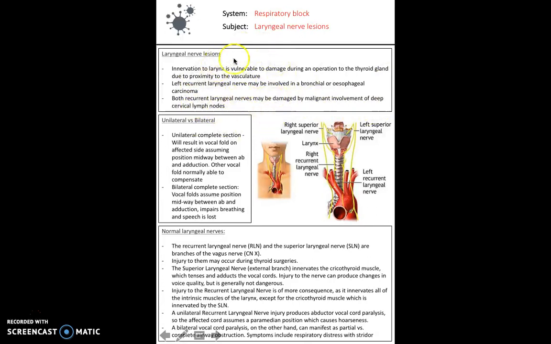So as you can see, there's quite a few different ways that the laryngeal nerve can be affected or become lesioned by different clinical manifestations of different diseases or surgeries. Also, just be aware of unilateral versus bilateral lesions. Essentially a bilateral lesion is worse, and it can impair your breathing and speech. On the other hand, unilateral, it's still bad because it paralyzes one side of your vocal cords, but usually the other vocal fold is able to compensate.